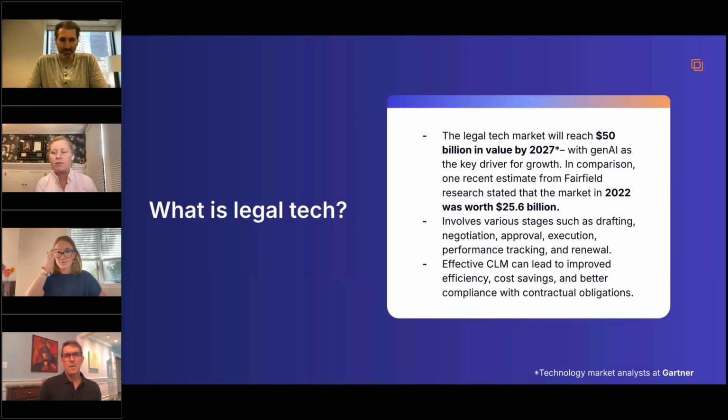Yeah, so I think for me, legal tech is really leveraging technology solutions to optimize and empower the way that legal works, not only within its department, but with cross-functional business stakeholders. I think that's one of the things that I really like to hone in on when talking about legal tech: it's not just for legal.